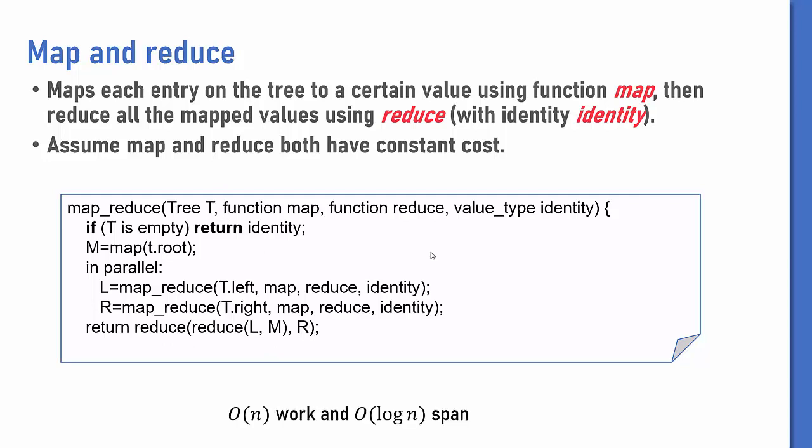Again, this takes linear work and order of log n span as long as the map and reduce functions are constant cost. So this is a more general version of the get max algorithm we've seen before. We can use it also to get, for example, the sum of all values, or the minimum of all values, or even more complicated map reduce functions.